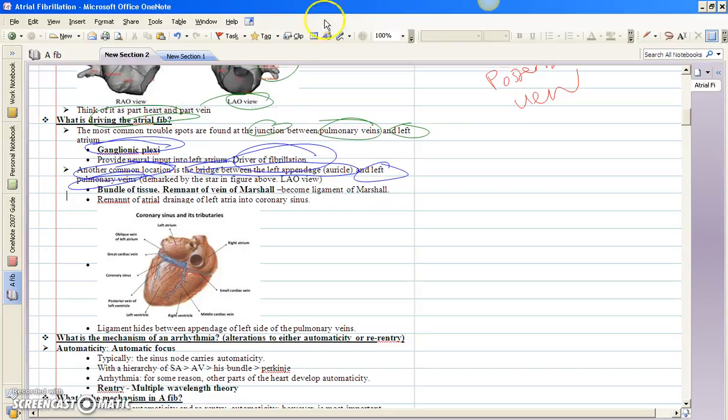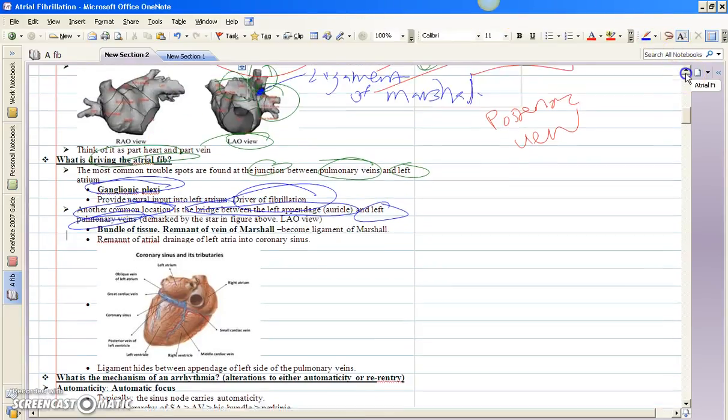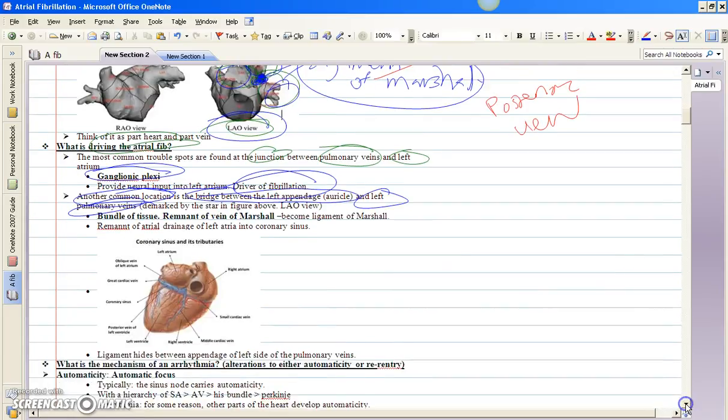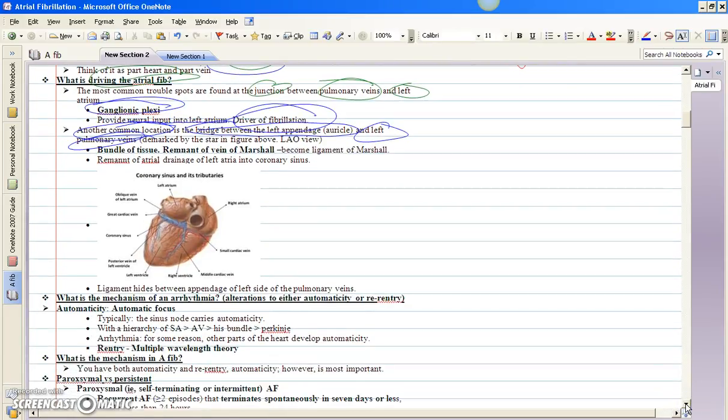So let me scroll up above real quick and just reiterate this point. Again, looking at the LAO view, we have the appendage, superior and inferiors, and right at that circle right here, that's where we get this ligament of Marshall. So, what is the ligament of Marshall? Well, it's actually a remnant of the vein of Marshall. So, an interesting fact is it's the remnant of the atrial drainage of the left atria into the coronary sinus.